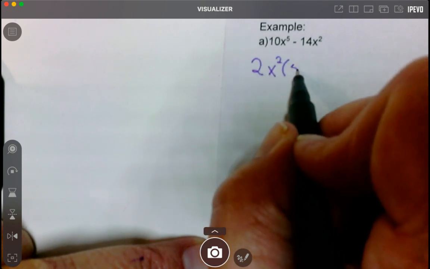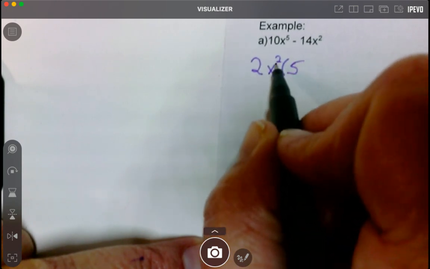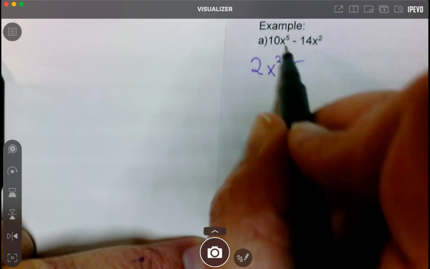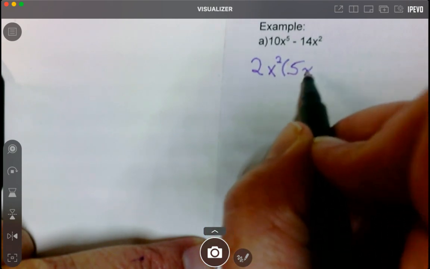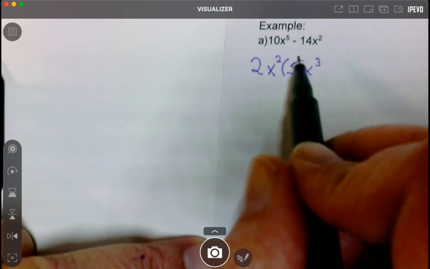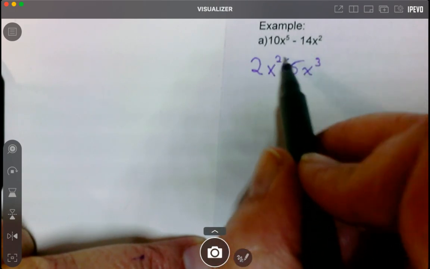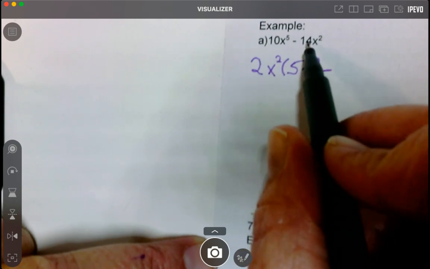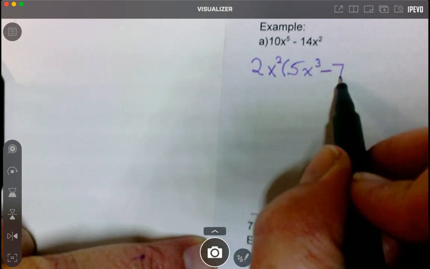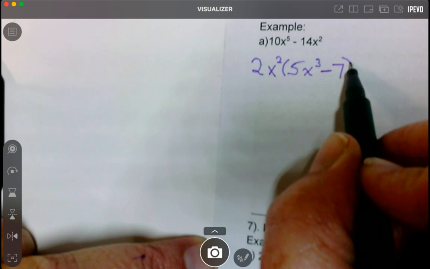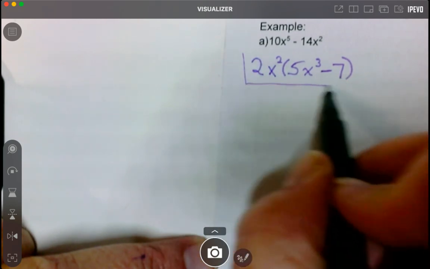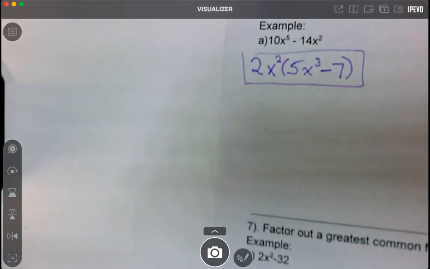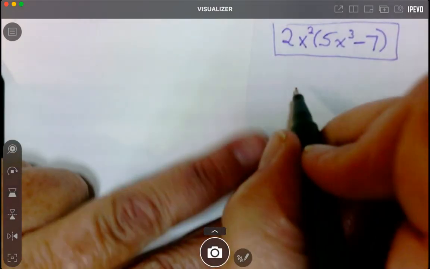2 times 5 is 10. What would I have to multiply by x squared to get x to the 5th? Well, that would be x to the 3rd. Or you can think of 5 minus 2 is 3. 14 divided by 2 is 7. And I factored out the x squared. So that is my answer. And it did say I was supposed to distribute to check my work. So I'm going to rewrite this, and then I'm going to distribute to check.